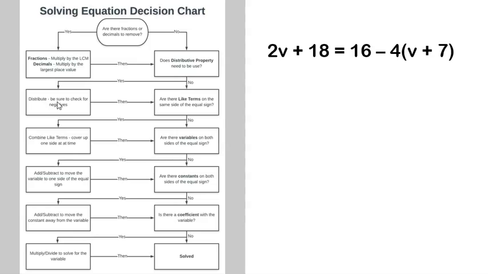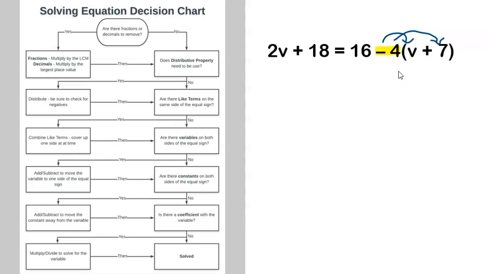So I'll distribute, but be sure to check for negatives. So when I look at my distribution, part of what I see is, sure enough, I've got a -4 that I'm actually going to be distributing. So this is what I want to always check for. So I'm going to multiply -4 times v and -4 times 7.